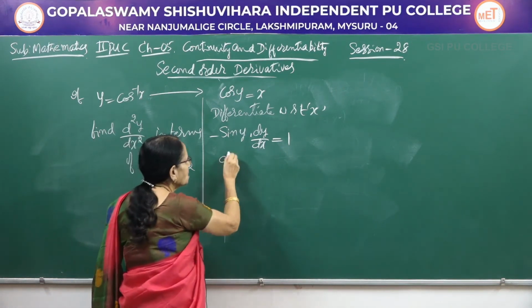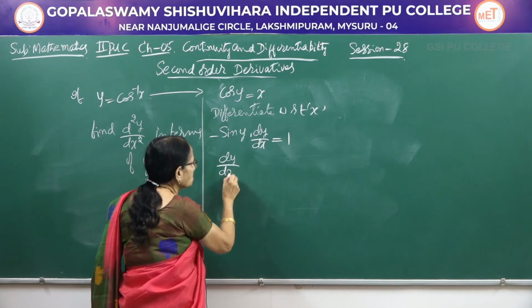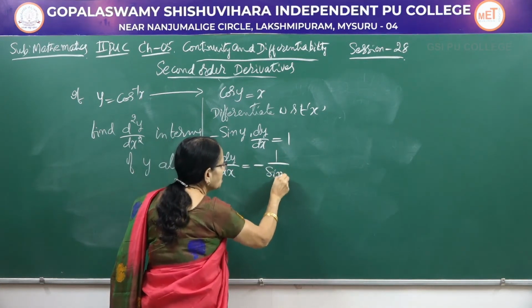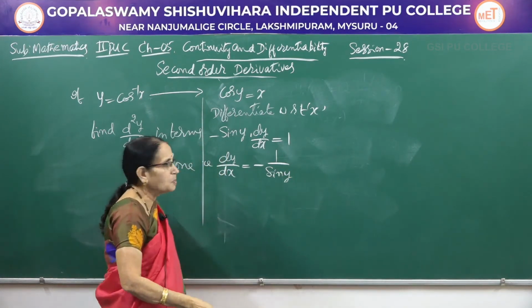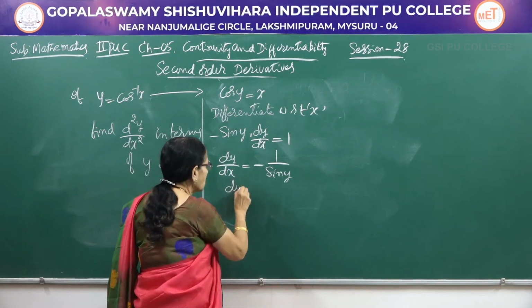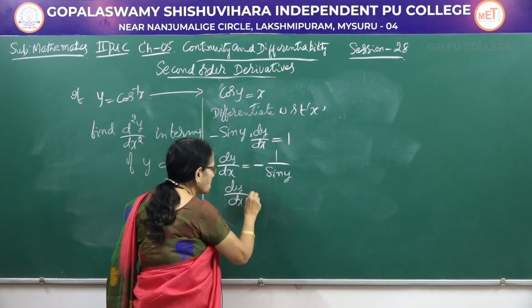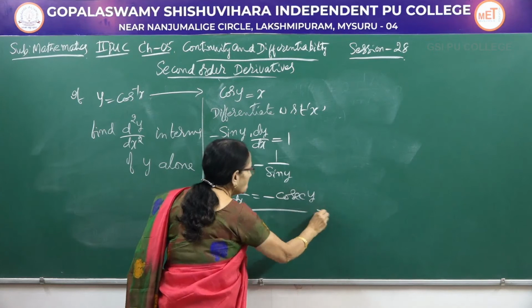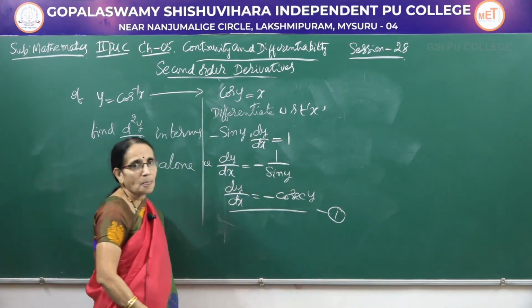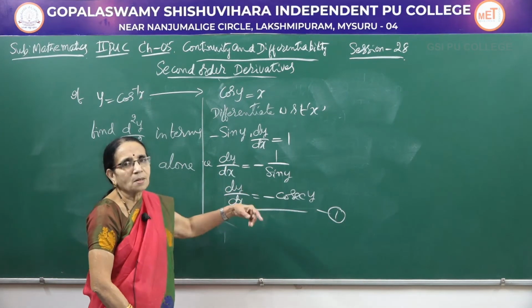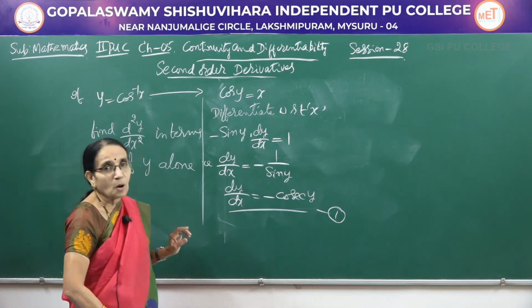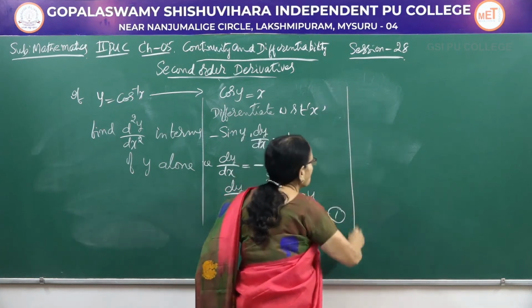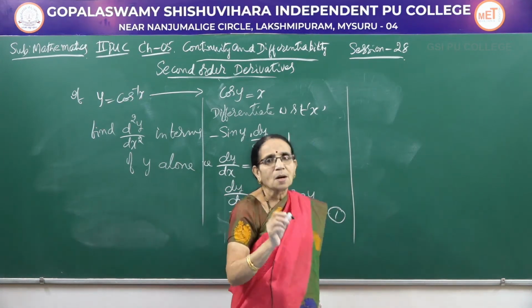Now, write it is dy by dx, that is minus 1 by sin y. Minus 1 by sin y, or you can write it as dy by dx would be minus cosecant y. Now, take this as result 1 because I will be using that in the next step. Now, we want second derivative here. Therefore, differentiating again, you have to write those sentences.